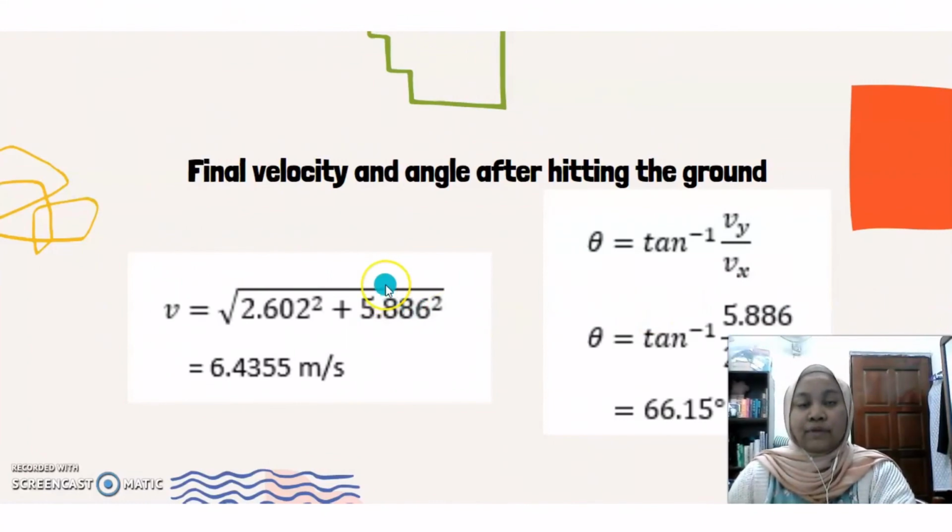Next, for the final velocity of the object after it hits the ground, we plug in Vx2 squared plus Vy2 squared and square root the values, getting 6.433355 meter per second. For the angle, using this formula, shift tangent Vy over Vx, we plug in the values that we've gotten earlier, and we get the angle after it bounces off the ground, 66.15 degree. That's all in LO3.